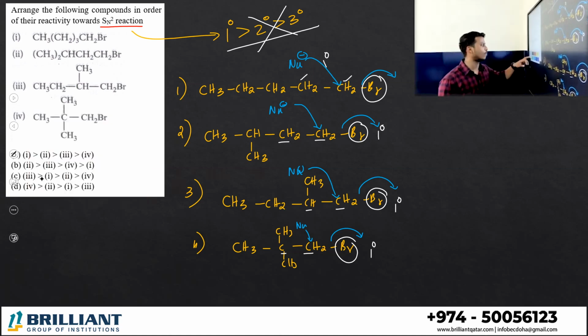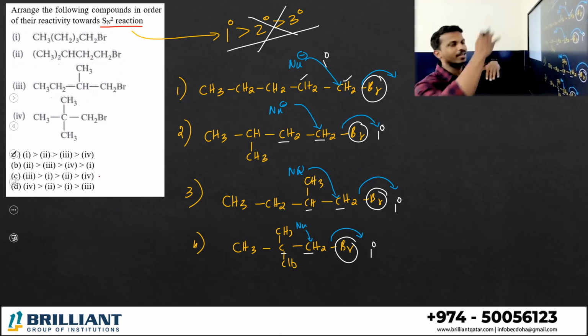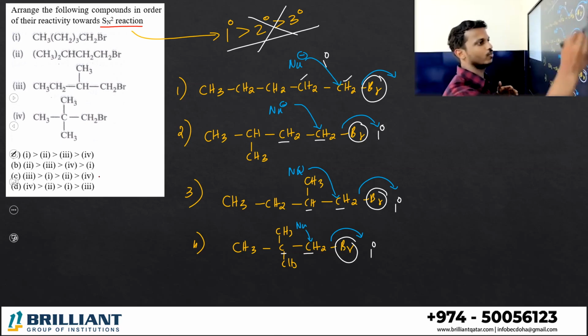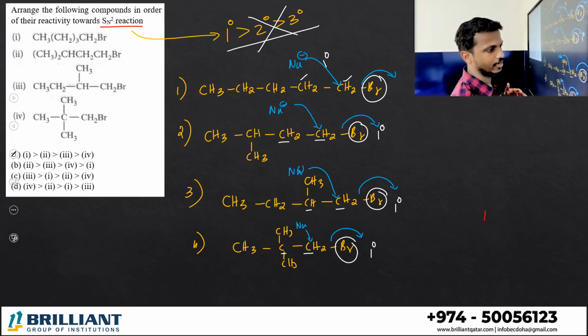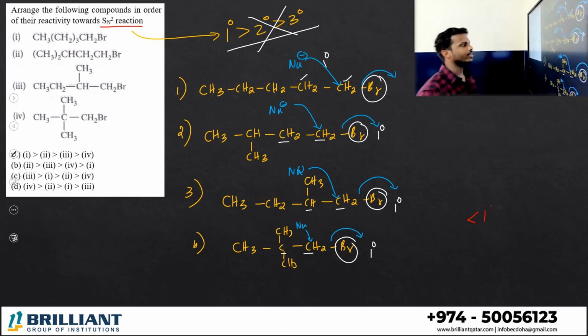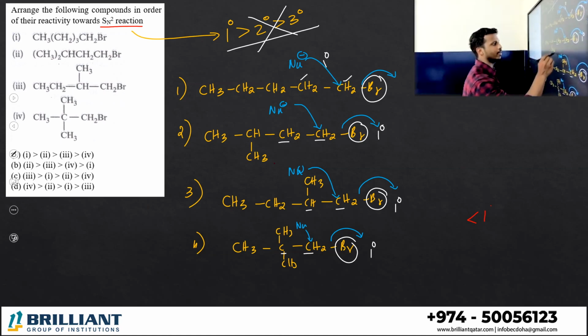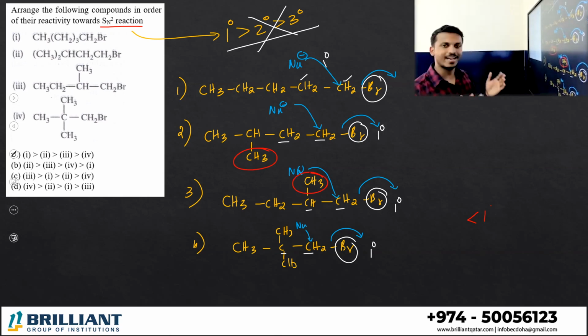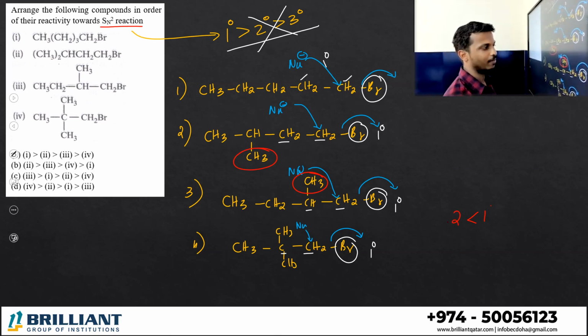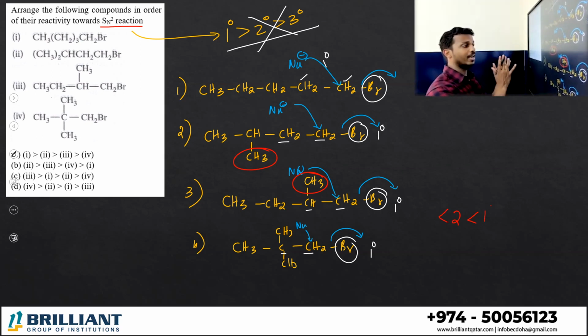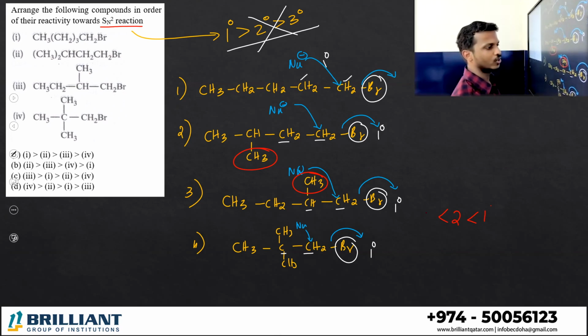I think in the first compound, the nucleophile is very free to attack the carbon because there is no branching. So first one greater. Then second one or third one. In the second there is a methyl group here, in the third a methyl group here. Where is the attack easier? By the diagram it is easy to understand. Second one is easier because the methyl group is a little far away from the halogen. In option 3, the methyl group is closer to the halogen, so less reactive.